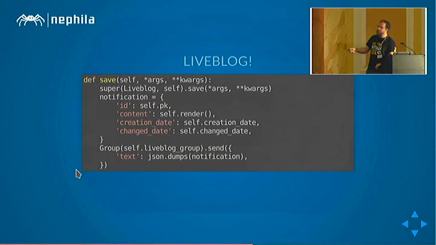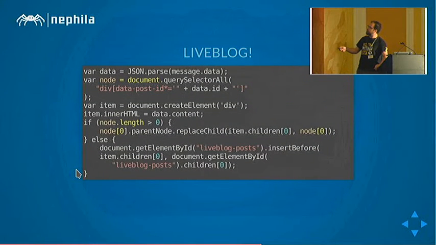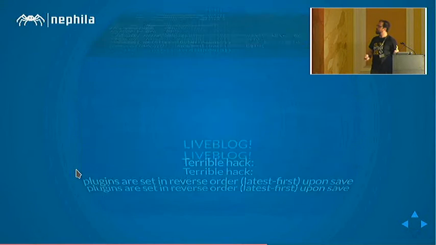Then in the save method of my plugin model, I just create the same notification object, and I send it to the group. And here is the JavaScript code that picks the rendered content, checks if a post with the same ID already exists. If it exists, it will be replaced. Otherwise, a new one is created.